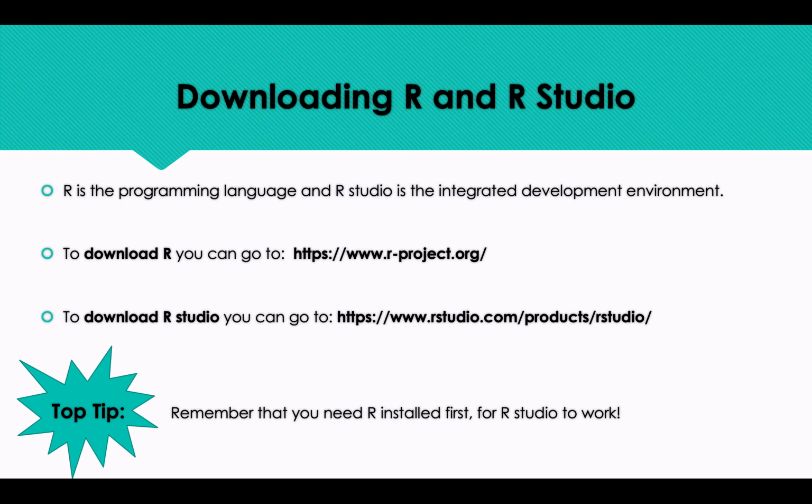The first thing that you need to do when you want to start using R is to download the R programming language and also R Studio, which is the integrated development environment. So R Studio is basically an easy shell that allows you to write and run R code. You can download them both by using these links, but do remember that you need R installed first for R Studio to work.